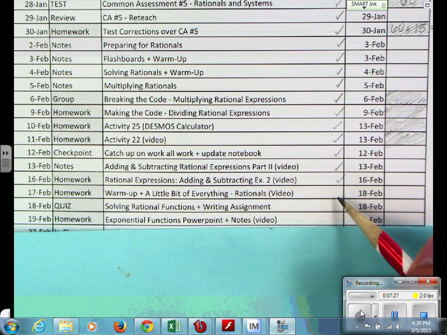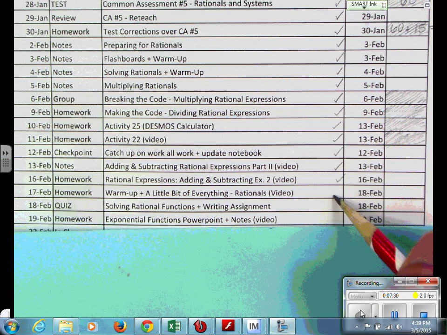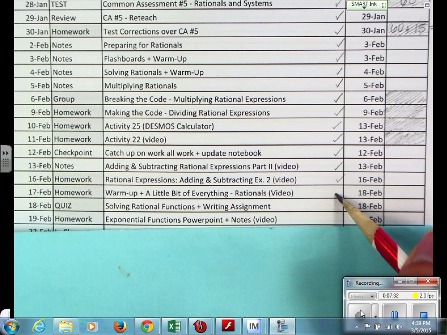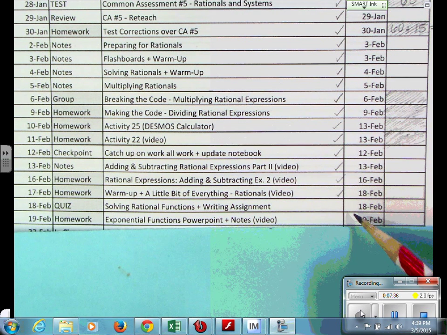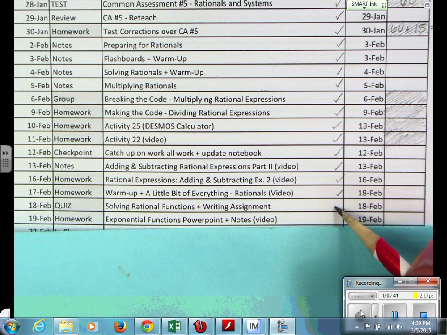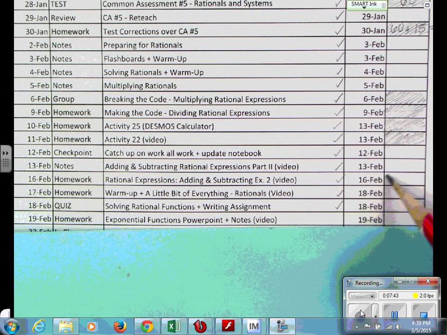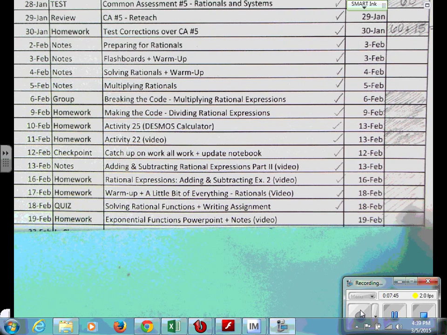For the following week, or I guess the same week, I'm not really sure, we did a little bit of everything, rationals. I worked out some of the problems on video, and that was your homework assignment. You had a quiz on solving rational functions. So all of these assignments should have a grade associated to them.